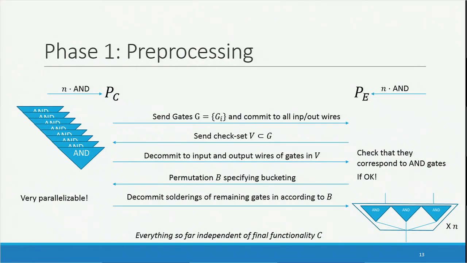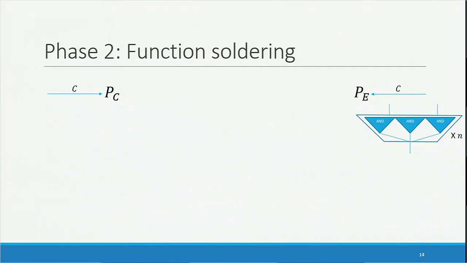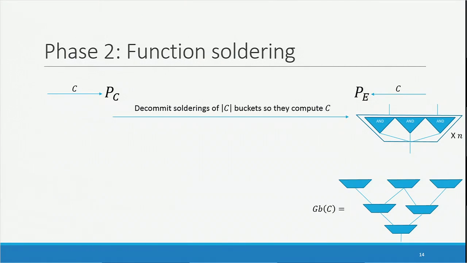This is very parallelizable, and everything so far is independent of the function. Next, we have a function soldering step where the parties actually figure out, okay, we want to do a proximity calculation. So now they learned a circuit, and now the only thing the constructor does is he decommits the values that are needed to stitch these buckets together. So you send the differences between output wires and input wires to form this circuit.